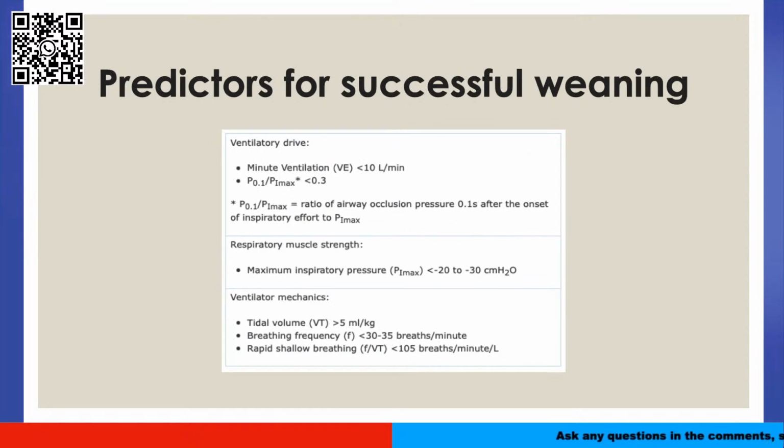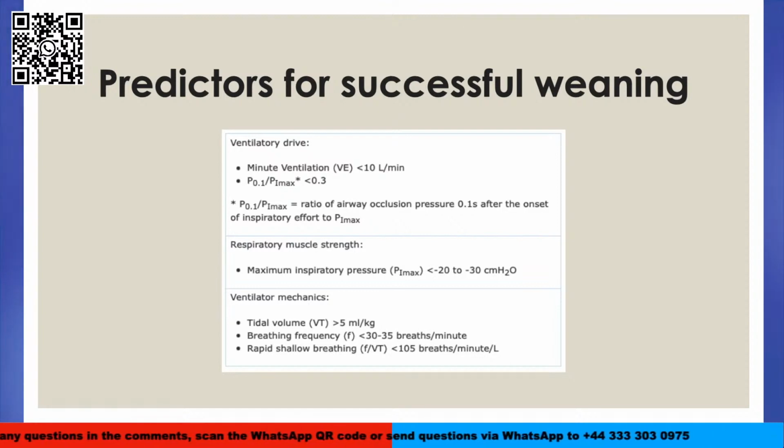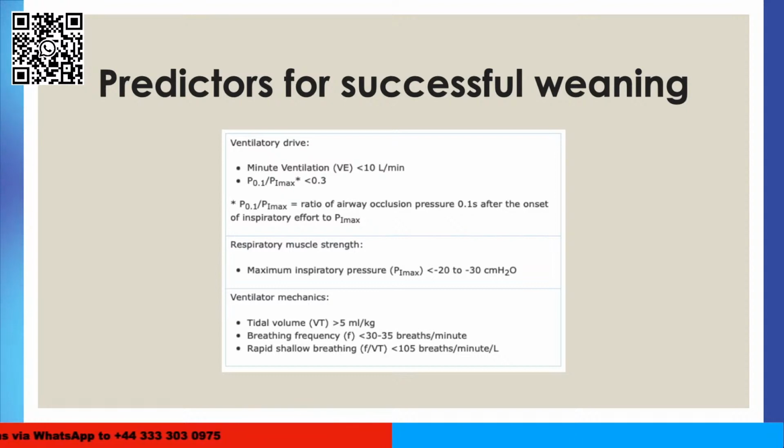So here again this is from one of the e-learning for health modules on ventilation. There's a couple of really useful modules. If you can access those, it is free. This is one of the tables taken directly from here. And this looks at whether they have sufficient ventilatory drive, sufficient muscle strength, and the ventilator mechanics. So having a look at these three headings and the variables within will give you an idea if your patient's likely to wean successfully.